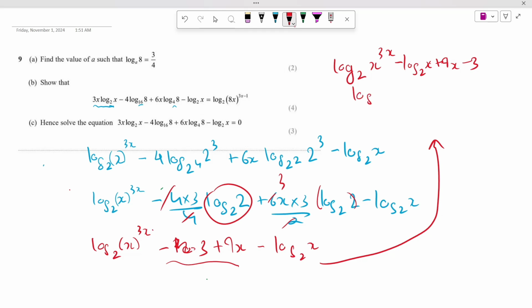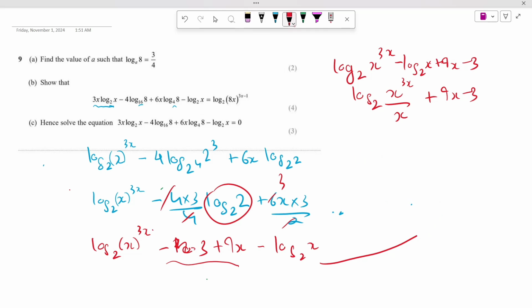So we can write this as log 2, a minus b, so it would become x to the power 3x upon x plus 9x minus 3, and let me erase this stuff, and this would become log base 2 x to the power 3x minus 1 plus 9x minus 3. So okay, we need to calculate the value of x from this. We can calculate, this is 0, no? Oh, this is 0.